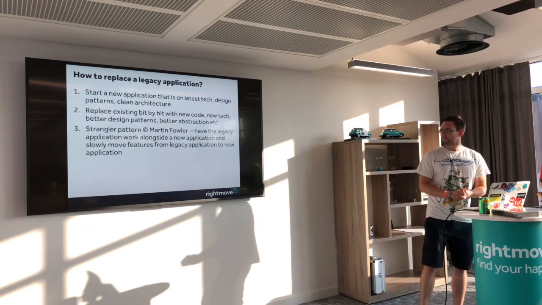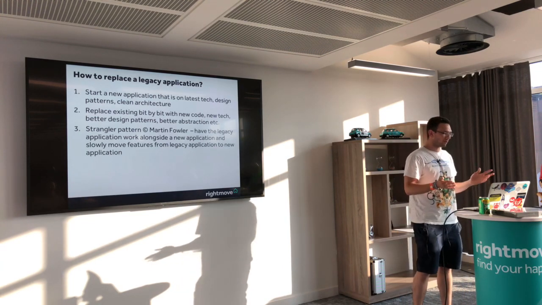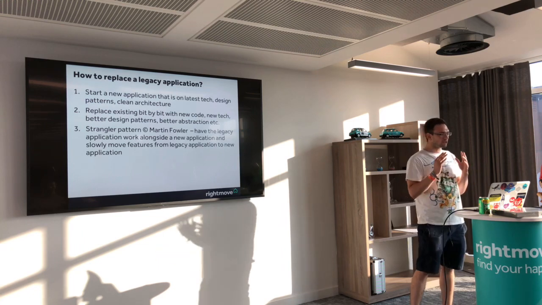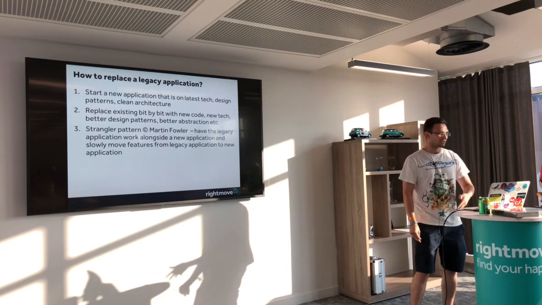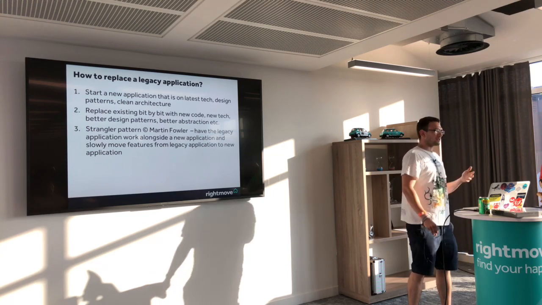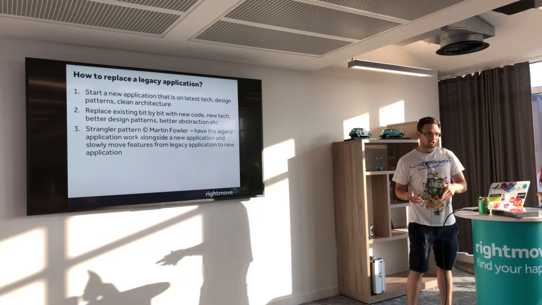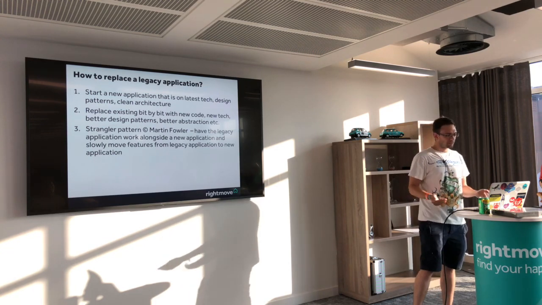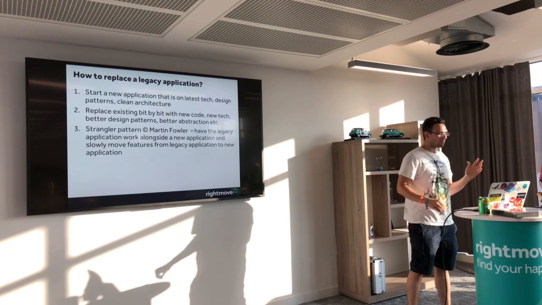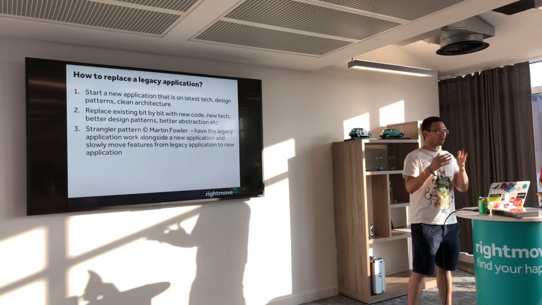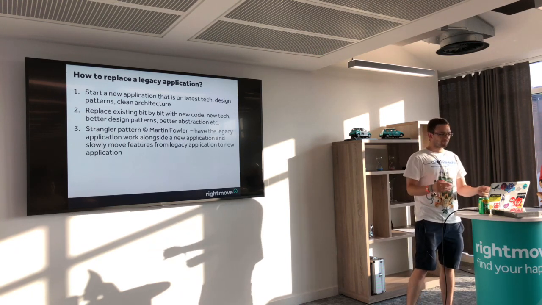So how do you go about replacing your legacy application? Well, first, one way is you can start from scratch. You can have a new application, you can have your latest tech, whatever design pattern you want, the clean architecture. The downside of that is obviously you've then got to port over all those existing functionality you have into your new application, and that can take quite a lot of time. Another option is to replace the existing legacy application, but bit by bit you move it over into new code that's got the new tech, better design patterns, better abstraction, whatever.